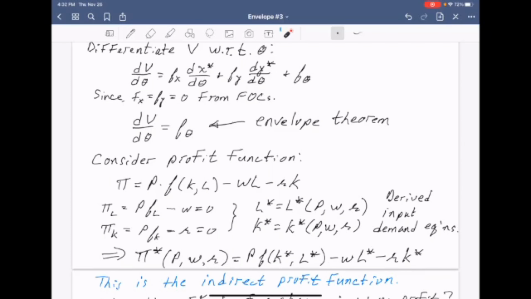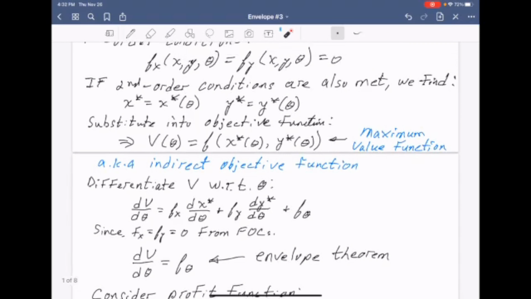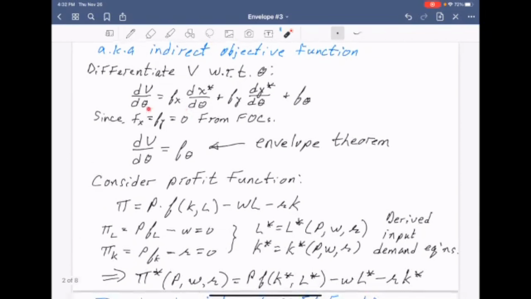Now, because of the first order conditions, which we repeat here, f of x and f of y are 0, so all we're left with is this f of theta. So the first derivative of the value function with respect to theta is just equal to the partial of the objective function with respect to theta. And we know this as the envelope theorem. This is called the envelope theorem.